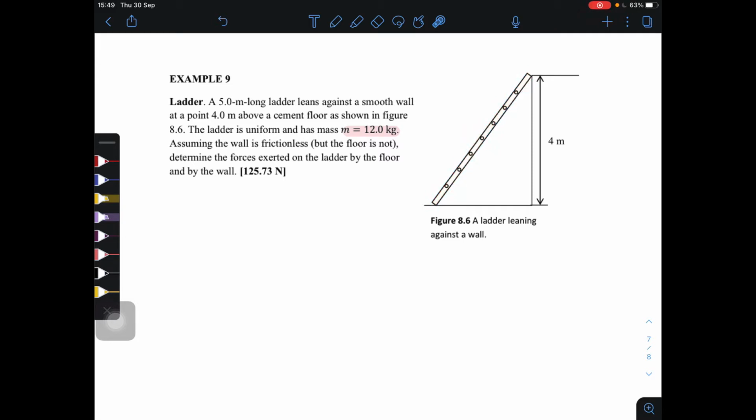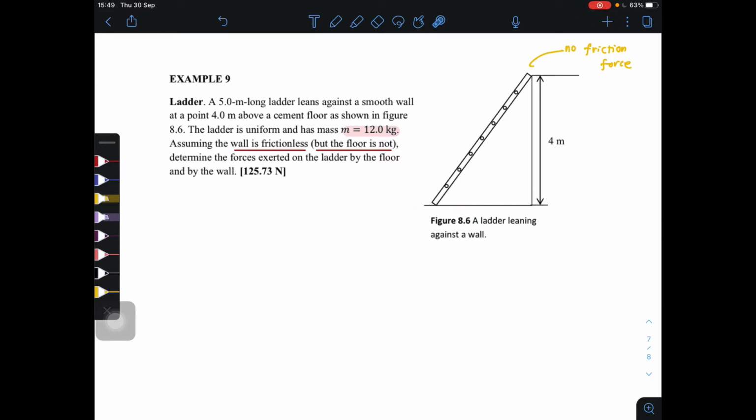Okay, so now dia bagi tahu dekat sini the wall is frictionless. Okay, the wall is frictionless but the floor is not. So wall dekat sini dia frictionless, bermaksud tidak akan ada friction force. So here no friction force, but the floor is not. So bermaksud dekat floor akan ada friction force.